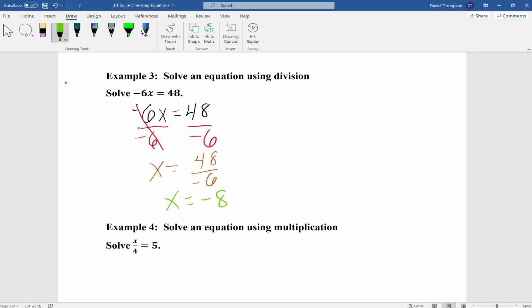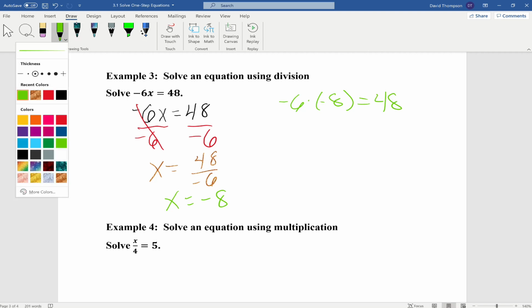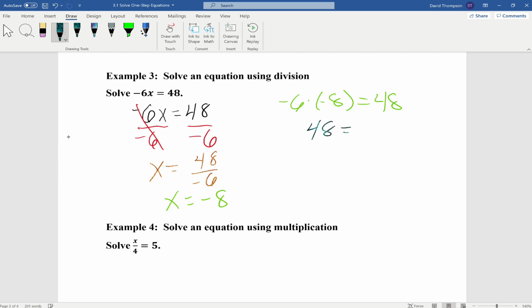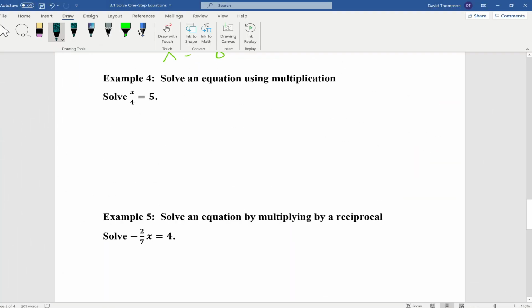Plug it back into the original equation. Negative 6 times negative 8 equals 48. And negative 6 times negative 8 is going to be 48. So 48 is equal to 48, and we check out.